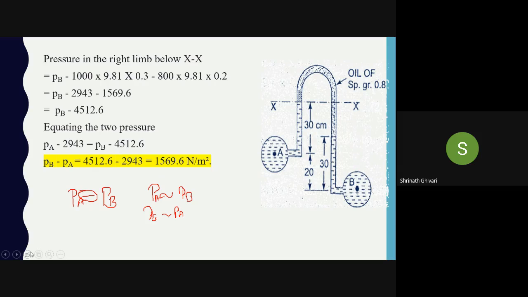Now, till now we have heard of PA minus PB, but you are getting the answer as negative. If you take the answer as negative, it will be under atmospheric pressure, that is vacuum pressure. But here we are above the atmospheric pressure, that is gauge pressure. Therefore, you have to take the difference as PB minus PA. So the answer will be 15969.6 Newton per meter square.